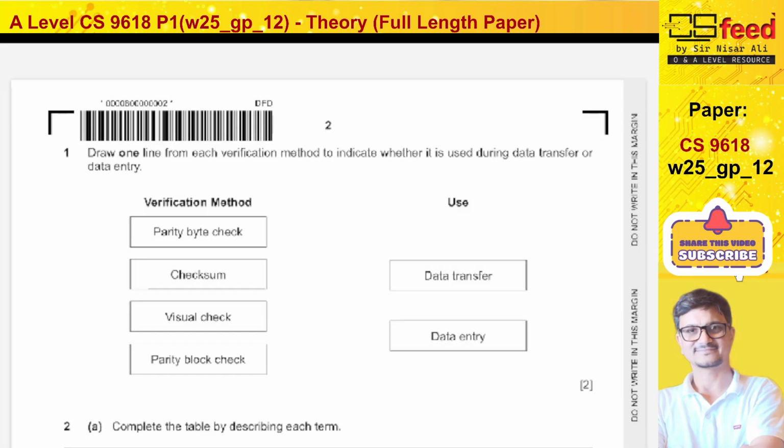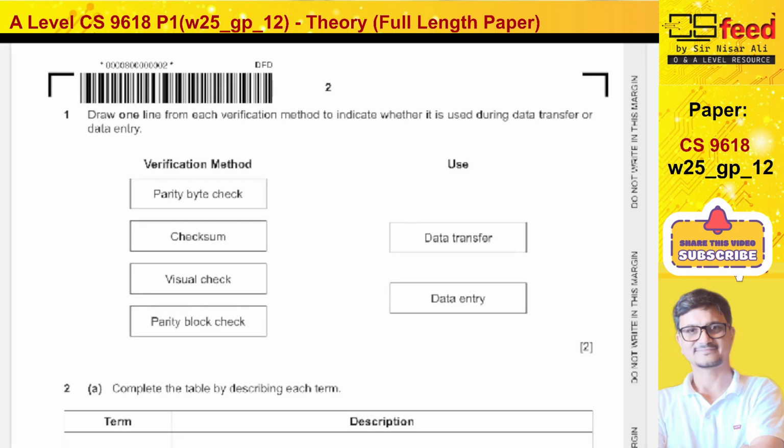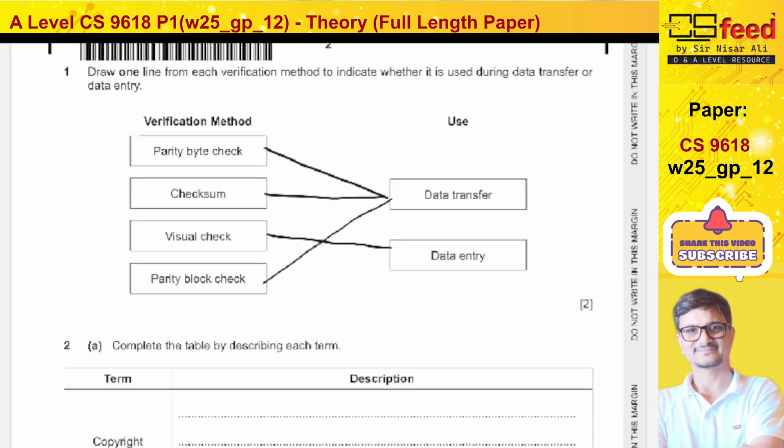The first question says draw one line for each verification method to indicate whether it is used during data transfer or data entry. So we have to identify whether it is data transfer or data entry. Parity byte checking is related to data transfer. Checksum is again for data transfer. Visual check is for data entry. And parity block check is for data transfer. So this is how we'll solve this.